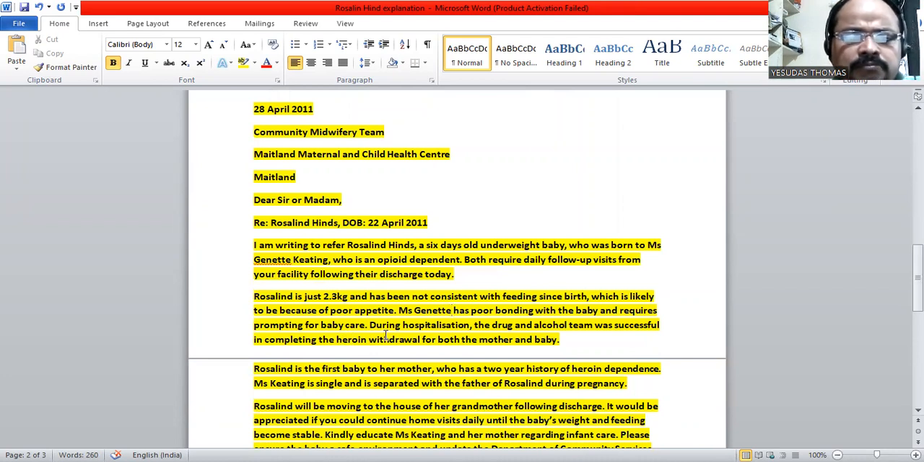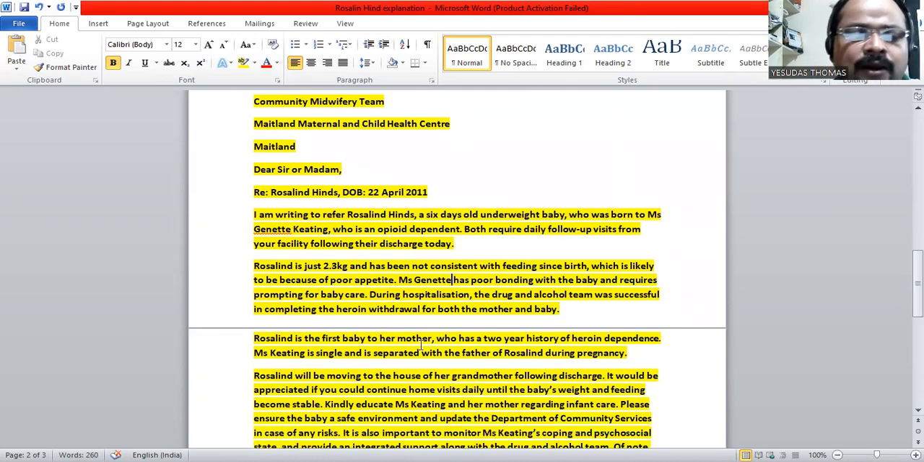During hospitalization, the drug and alcohol team was successful in completing the heroin withdrawal for both the mother and baby. So for both the mother and baby, the heroin withdrawal was a successful story, and this was done at the hospital. So this was the initial paragraph.